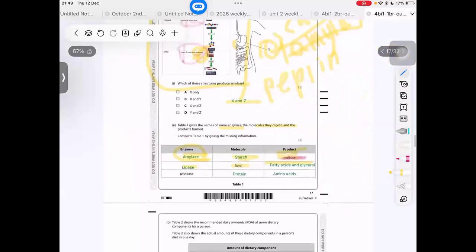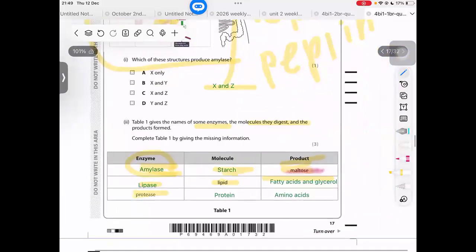Doesn't matter, right? You can see proteases convert proteins into amino acids, but they have given marks for polypeptides as well. Yes, they have given marks for polypeptides as well. Polypeptides or peptides, you can write any of those.